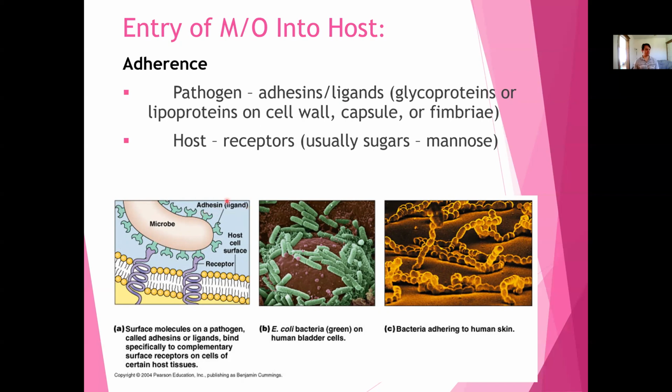Here you can see the adhesin and the ligands, and they will bind to these receptors. And that is how the microbe will essentially stay in place. And here you can see pictures of that happening. You see E. coli, the green, on human bladder cells. And here you can see bacteria adhering to the human skin. You can see these little bacteria over there.